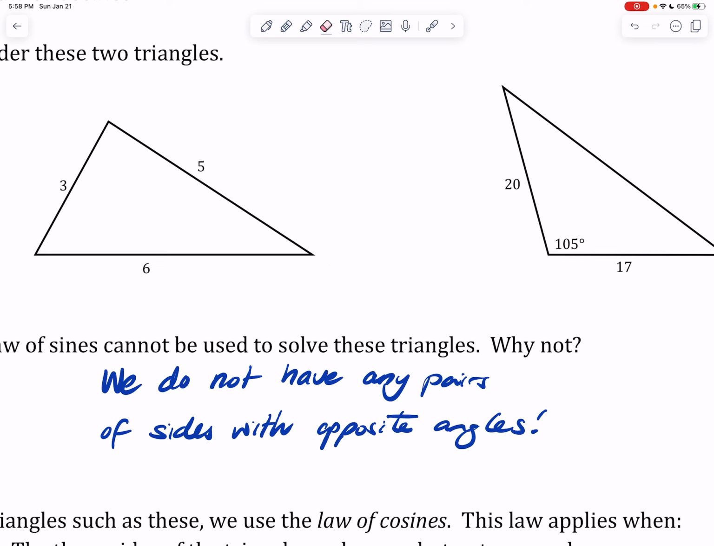So we're going to develop the law of cosines. As with the law of sines, it is required to prove. So it is considered fair game for you to be asked to prove the law of sines or law of cosines on a test or quiz or any kind of assessment. So make sure you do know it. There is some preliminary work that has to be done for us to develop the law of cosines, but all of it is part of the proof.